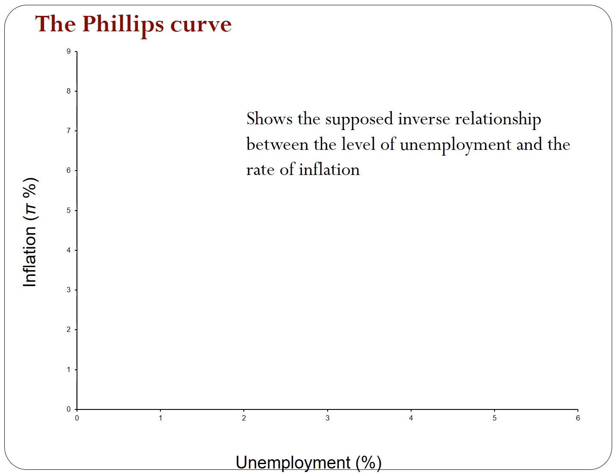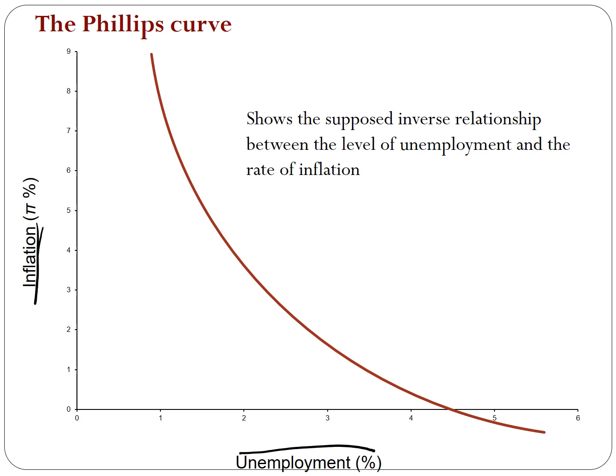So it shows the supposed inverse relationship between the level of unemployment and the rate of inflation. So look at what we have here. We have inflation, and then we have unemployment. Okay. So when inflation is high, unemployment is low. And when inflation is low, conversely, you can see unemployment is high, right? And that, ladies and gentlemen, is the Phillips curve. That's what the Phillips curve shows.